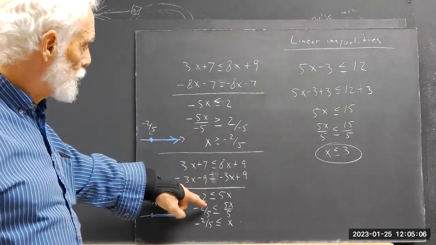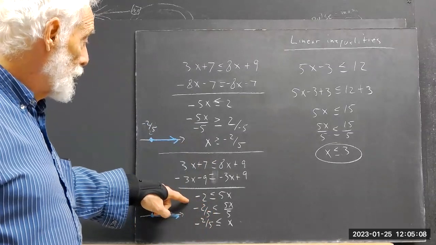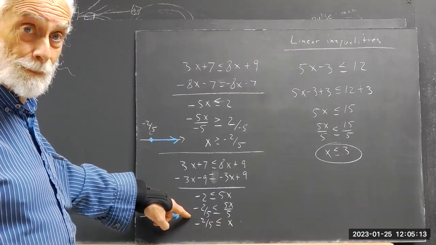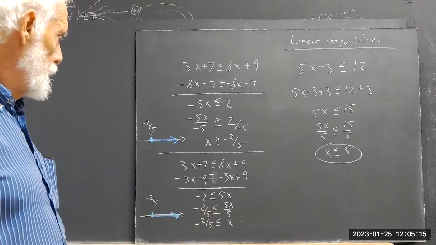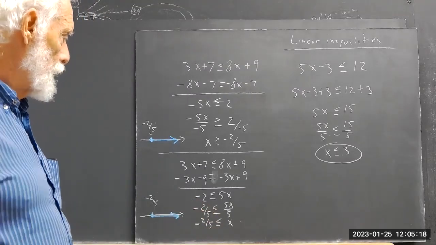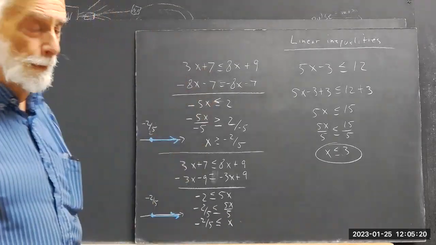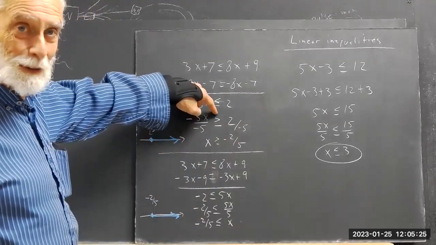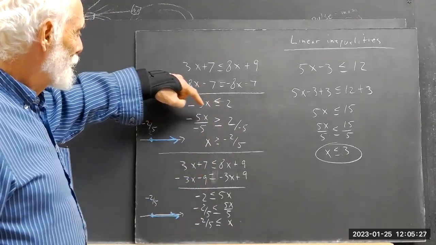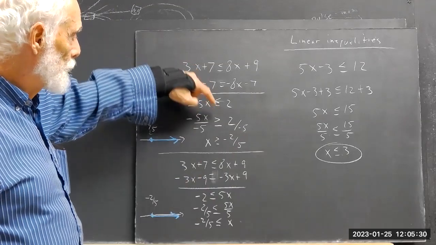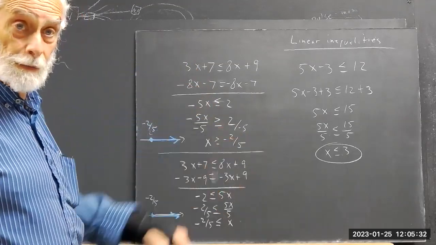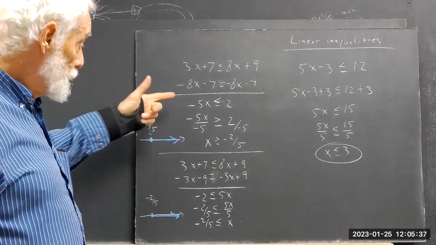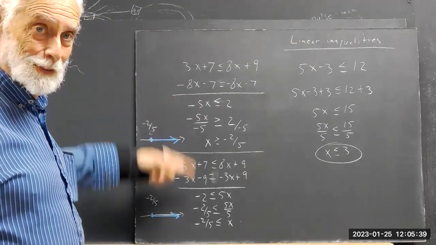If I hadn't reversed the inequality when I divided by the negative, which is this step, right? This is where the inequality reversed, between here and here, because that's where I divided by the negative. The reason for that is just that this is the same as this.